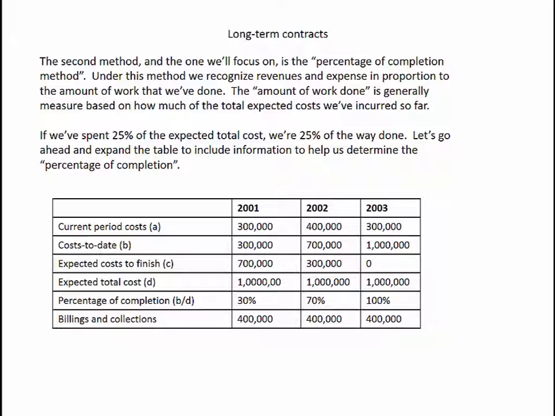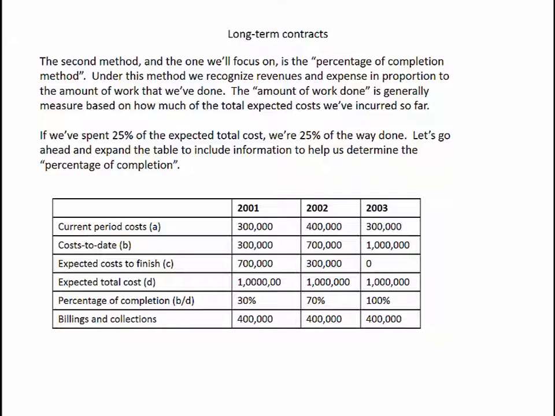We then below that have our expected costs to finish, or expected future costs, and below that we have our expected total cost. The expected total cost is simply what we've spent so far plus what we expect to spend in the future. So in 2001, the costs to date are $300,000, the expected future costs are $700,000, for an expected total of $1 million. For 2002, the costs to date are $700,000, for an expected future cost of $300,000, for an expected total of $1 million. And finally in 2003, the costs to date are $1 million, no expected future cost, so the total cost is expected to be $1 million.